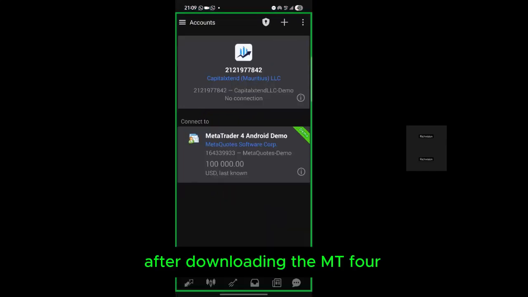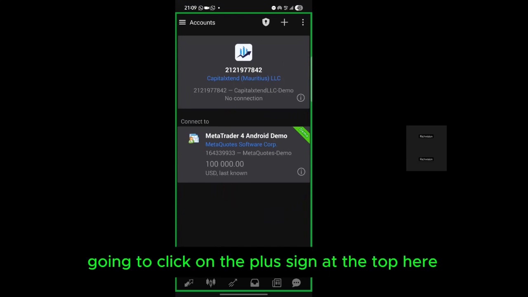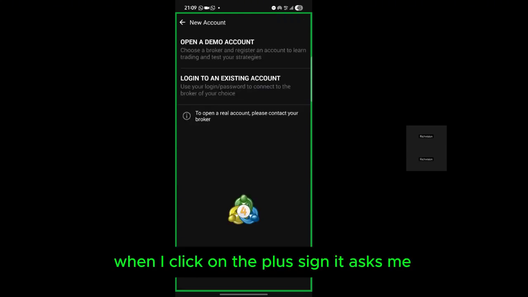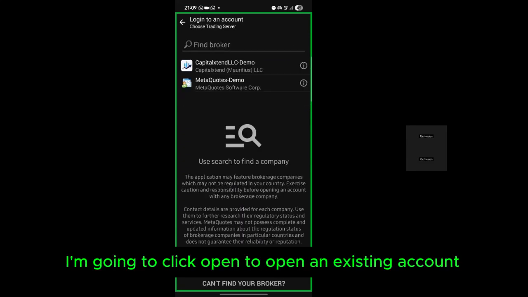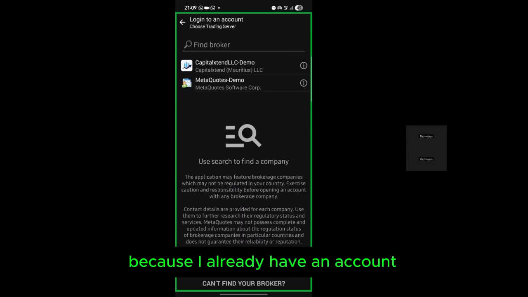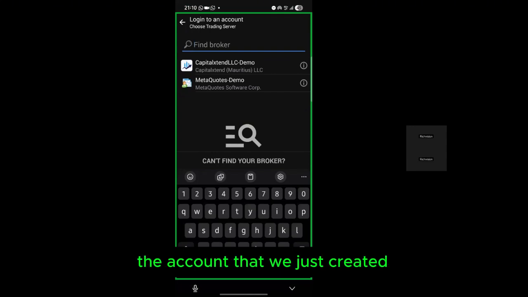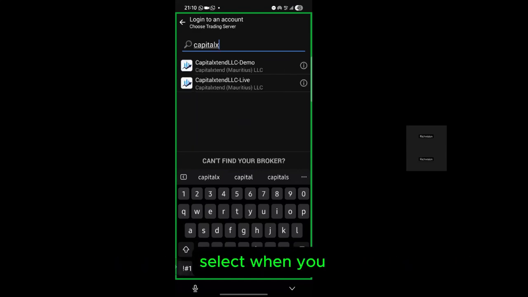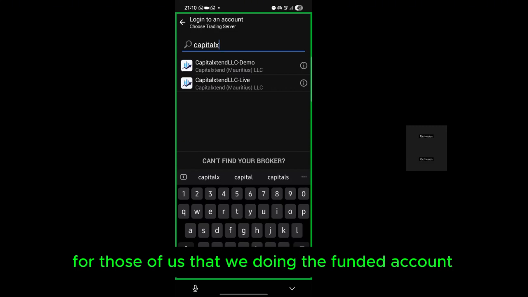After downloading the MT4, you will see an interface like this. You might not see Capital Extend because I had this one open before. So here, I'm going to click on the plus sign at the top. When I click on the plus sign, it's asking me to open a demo account or log into an existing account. I'm going to click open an existing account because I already have the account that we just created. So what is the name of my broker? Capital Extend. You're going to be doing the same thing for your Axis Select for those of us that will be doing the funded account.